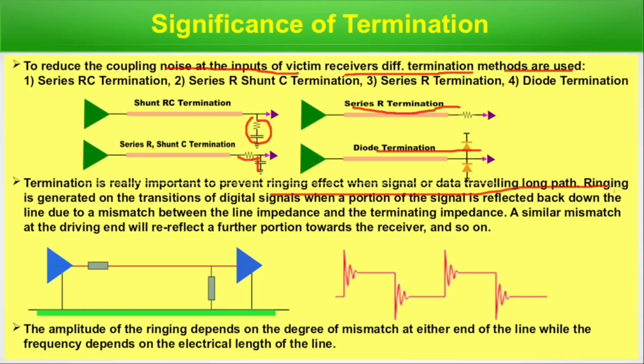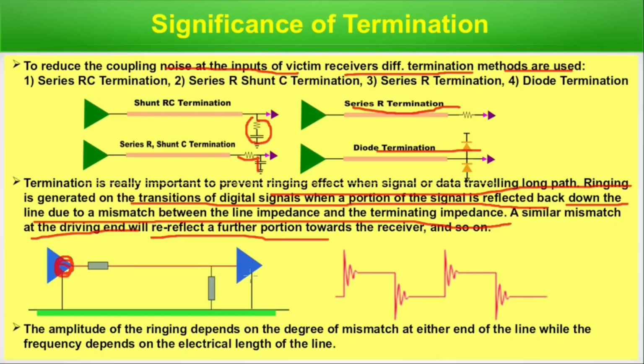Ringing is generated on the transitions of digital signals when a portion of the signal is reflected back down the line due to a mismatch between the line impedance and the terminating impedance. We know when it's perfectly matched, no part will be reflected back. If there is a mismatch, then obviously a part is reflected back. And if a similar mismatch is at the driving end, it will re-reflect a further portion. Like here, if this is the input driver, it has an impedance, and if it's not matched, then again a part of it will get reflected back.